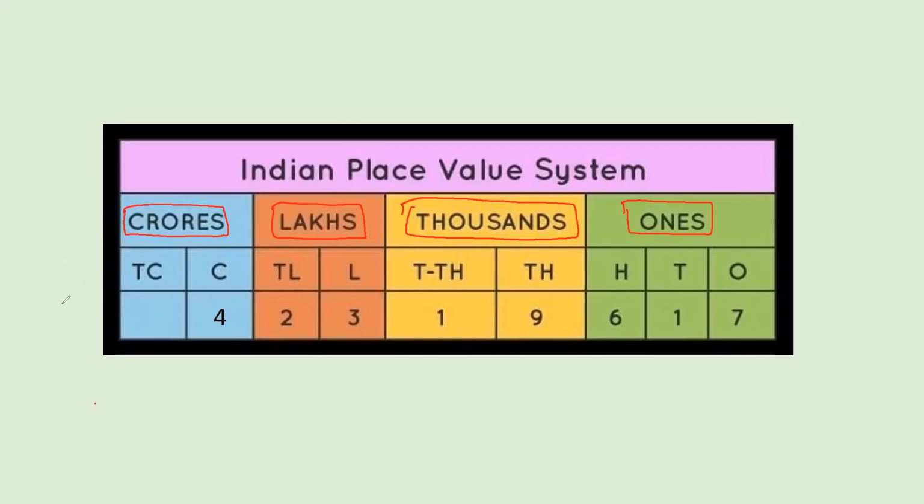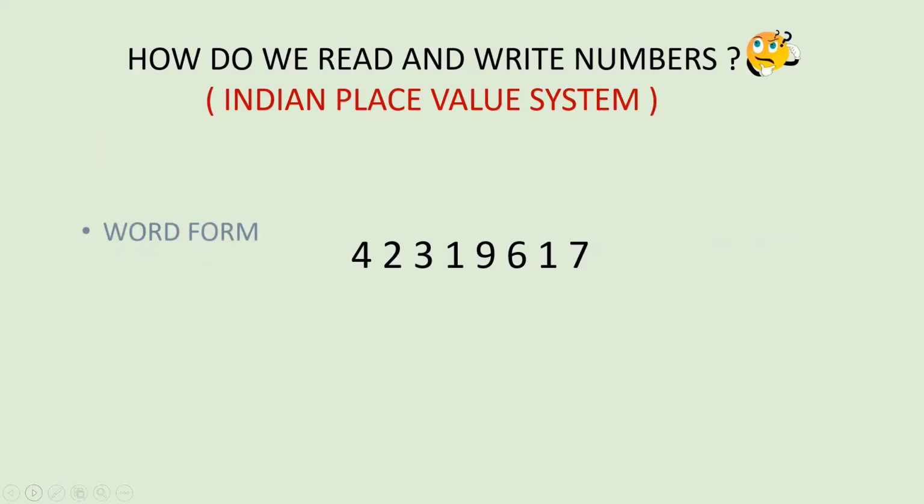These periods have further been divided into different places. Ones has been divided into 3 places, namely ones, tens, and hundreds. Thousands have been divided into thousands and 10,000s, 2 places. Lakhs is also divided into 2 places, lakhs and 10 lakhs. And crores is also divided into 2 places, crores and 10 crores. These places help us to read and write the numbers. So now let us begin with reading and writing of numbers.